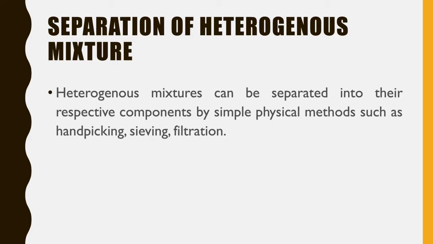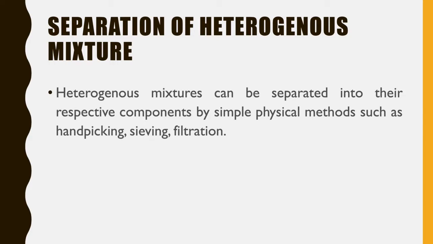Sieving is very easy. You have to sieve the very small particles or small granules, like at your home also you are using that. Sometimes you take the atta, the wheat flour, and you sieve it. After the process you get the pure atta or pure wheat flour. And if there are any impure big particles present in that, they will remain on the sieve. And another one is filtration.